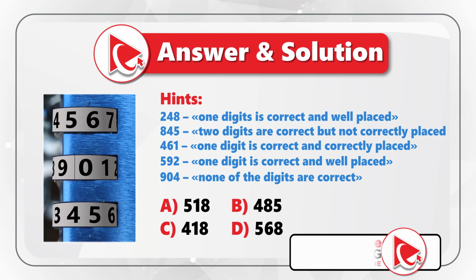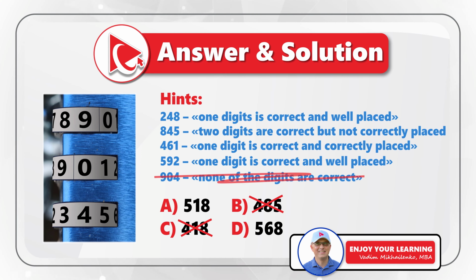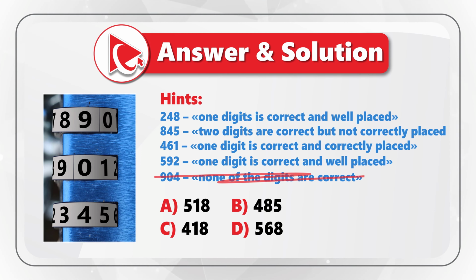Once we've learned that in combination 904 none of the digits are correct, we can eliminate 2 possible answers. We can eliminate both choices B and C, because both of them have digit 4, which is an incorrect digit. Let's continue elimination to get to the correct answer.